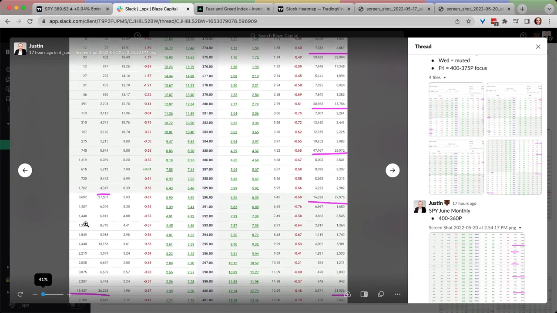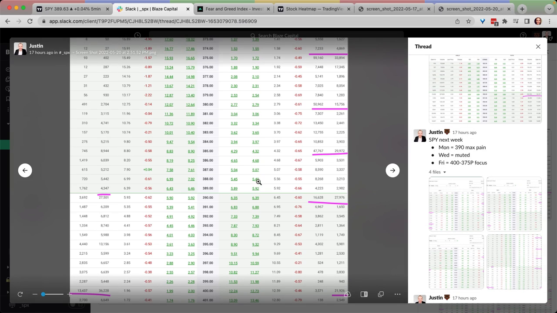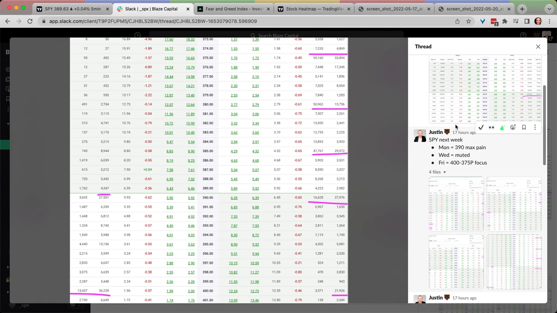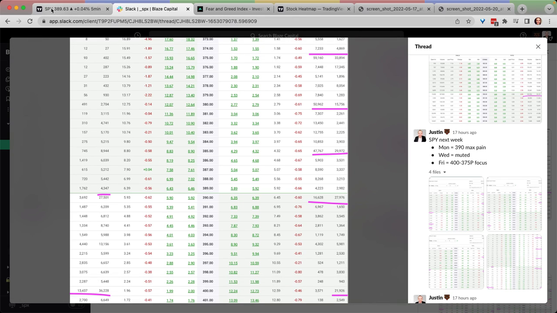On the put side, oh boy, we've got 400 to 375. So there's open interest and volume at all these areas. It is so big. And that 375 is really important here. Why?